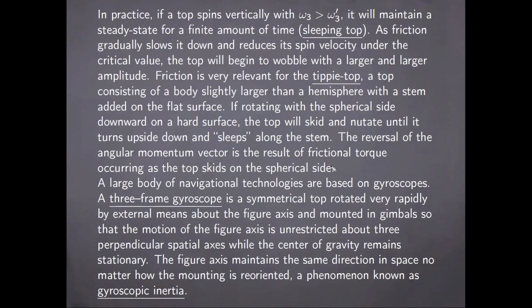Now, practical applications of all of these concepts involve a large body of navigational technologies that are based on gyroscopes. A free-frame gyroscope is a symmetrical top rotated very rapidly by external means about the figure axis and mounted in gimbals so that the motion of the figure axis is unrestricted about three perpendicular spatial axes while the center of gravity remains stationary. The figure axis maintains the same direction in space no matter how the mounting is reoriented, which is a phenomenon known as gyroscopic inertia.